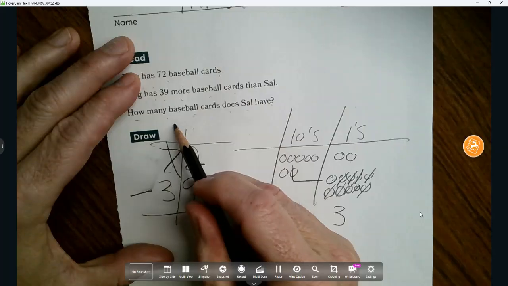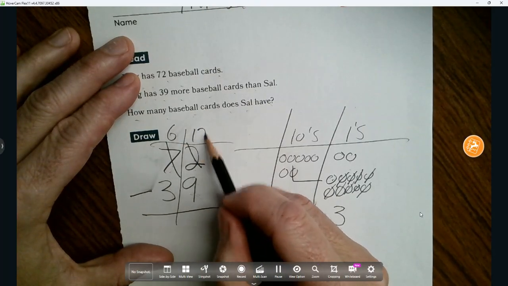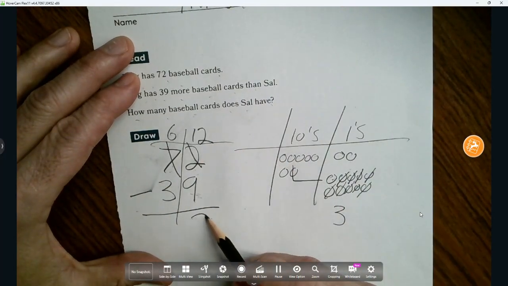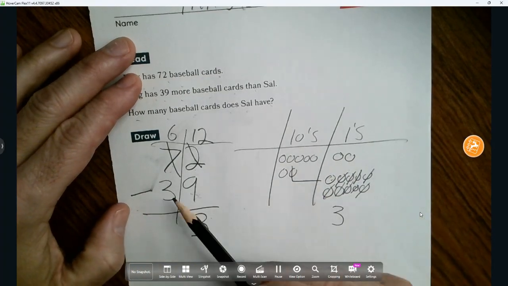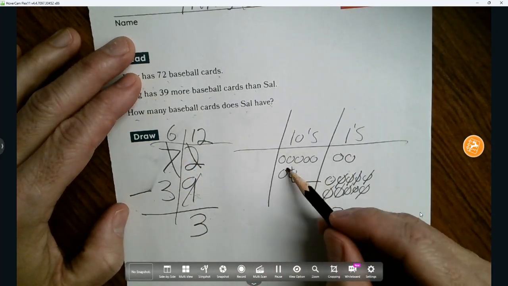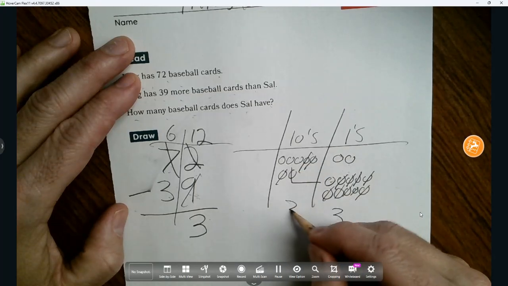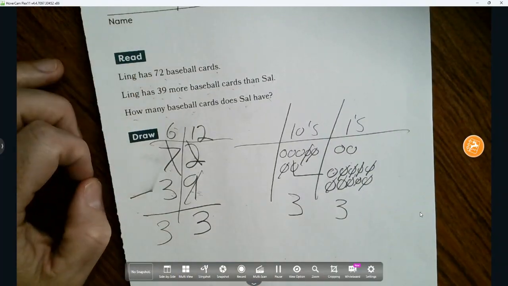The same as if we're over here. If we cross out this 7 and make it a 6, we cross out this 2 and make it a 12. Now we have 12 minus 9. What's 12 minus 9? 3. And over here, we need to take away 3 tens. We already got rid of this number, this number, this number. Get rid of 3 tens. 1, 2, 3. How many are left? 1, 2, 3. 6 minus 3 is 3.